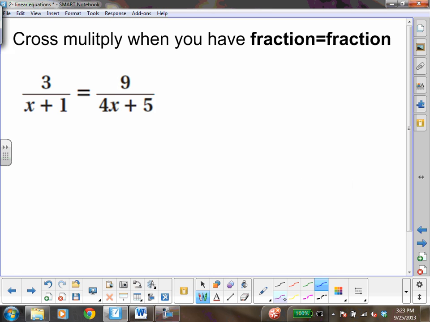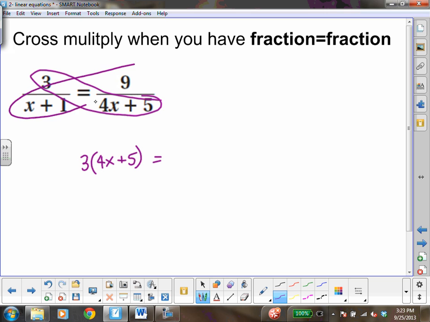I'll also be approached with situations where I have fractions equal to fractions. You probably remember this from your previous math classes, but when you're approached with this situation, you want to do what is known as cross multiplying. This only applies if you have one fraction equal to another fraction.